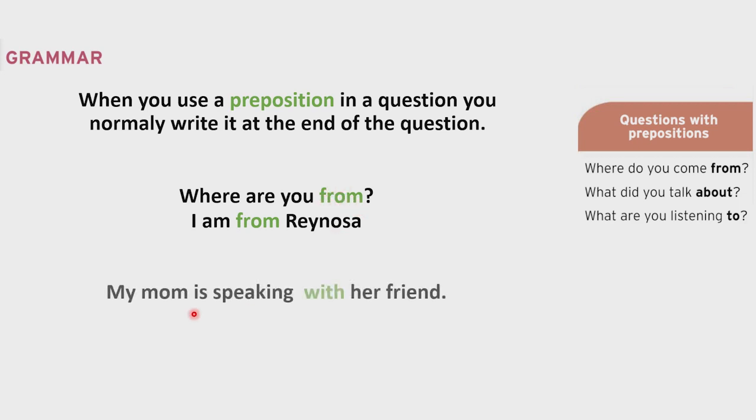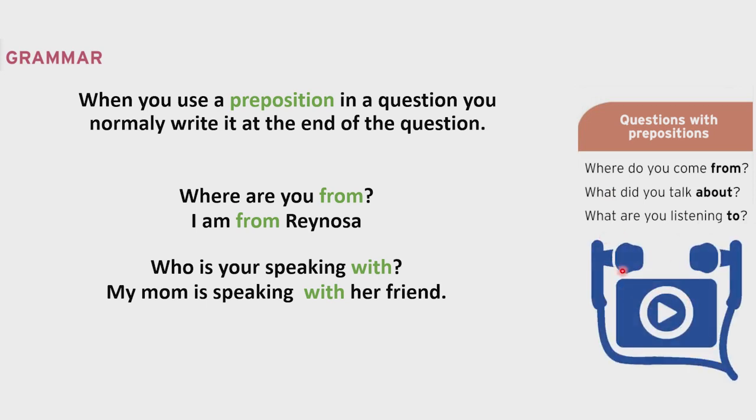Or if I say, my mom is speaking with her friend, the question will be, who is speaking with? The preposition with is at the end. All right? Or like here that we have, where do you come from? What do you talk about? What are you listening to? Imagine that you're listening on your cell phone to some music and someone asks you, what are you listening to? And you say, I am listening to this band or this artist. All right, so this is everything you need to know for this topic.